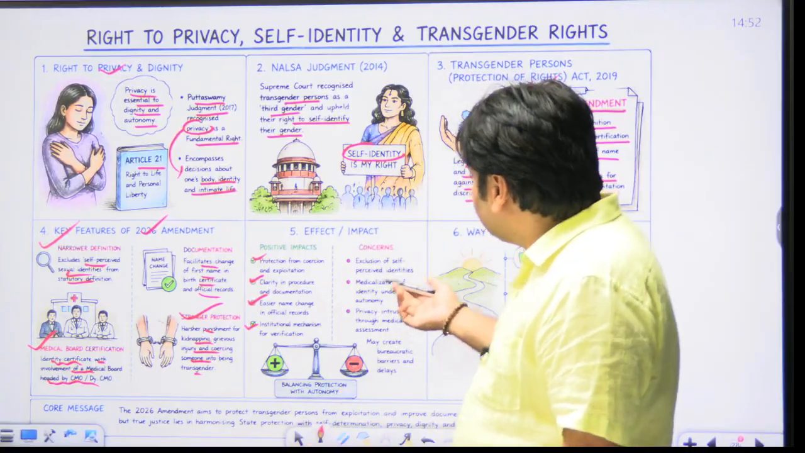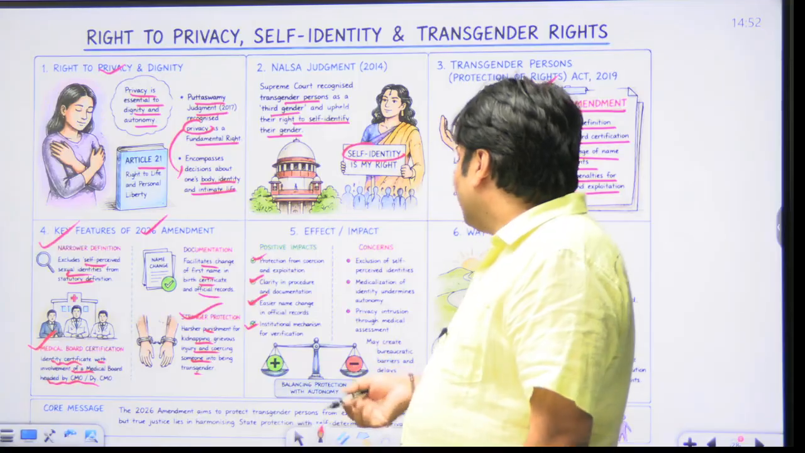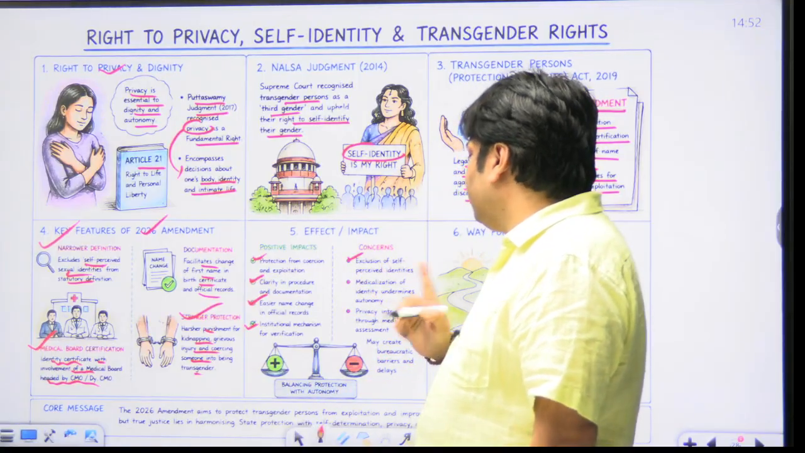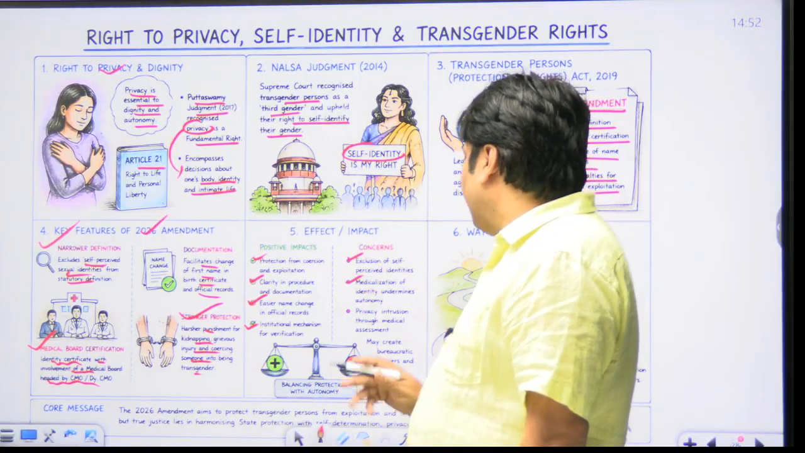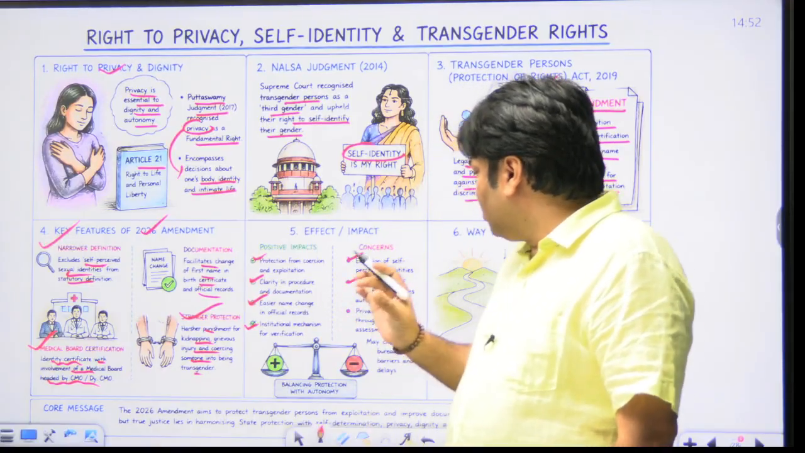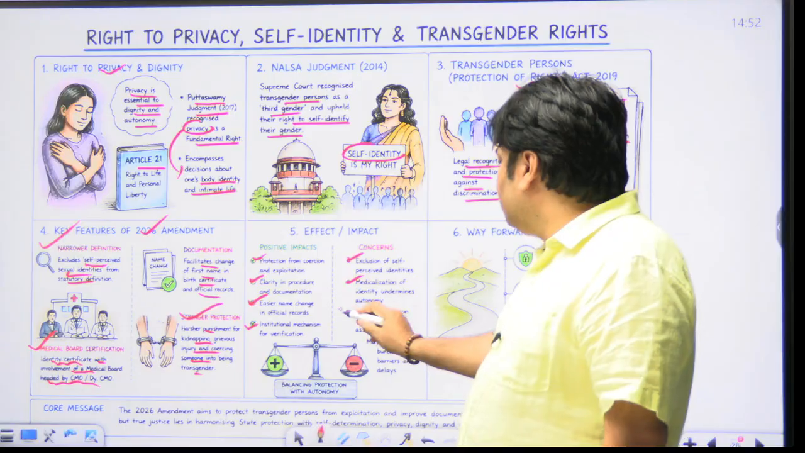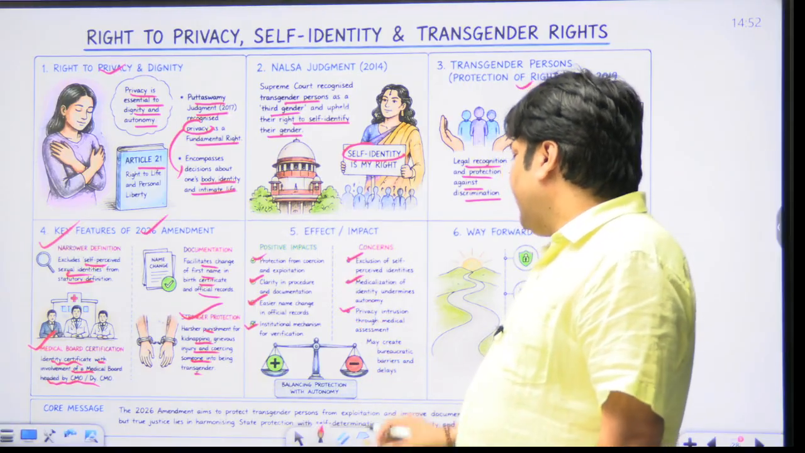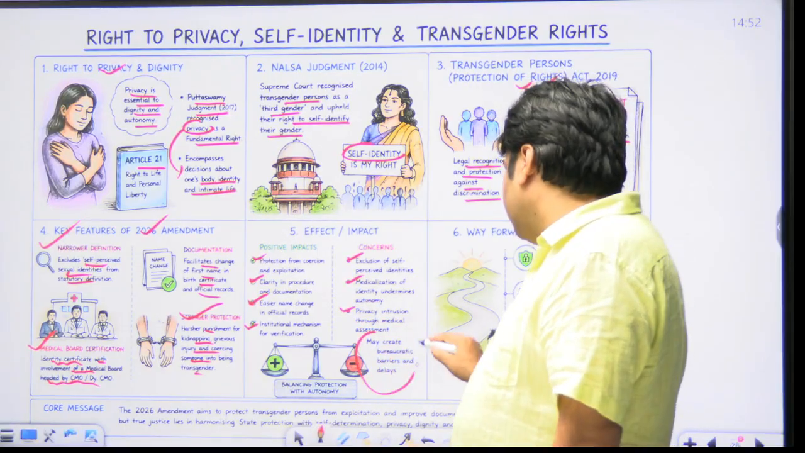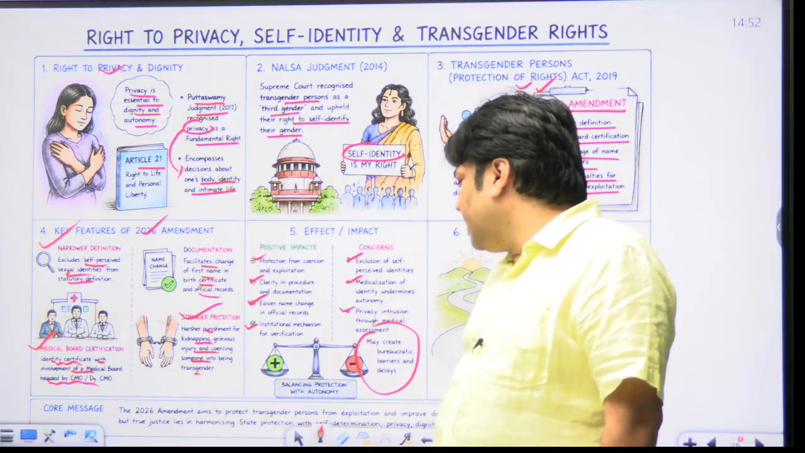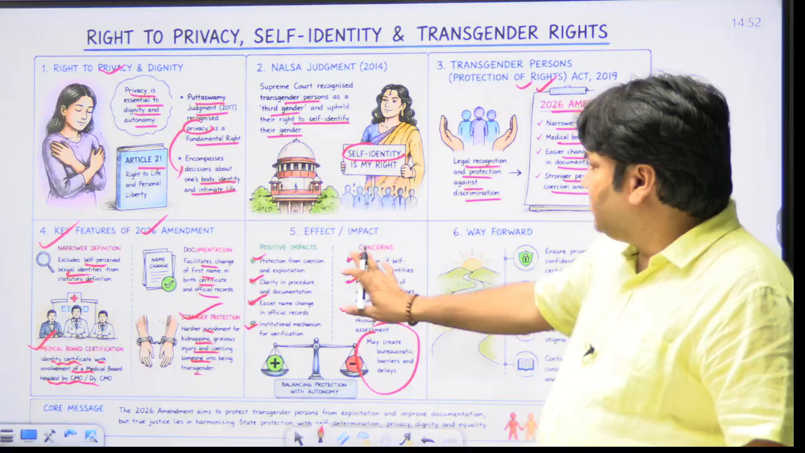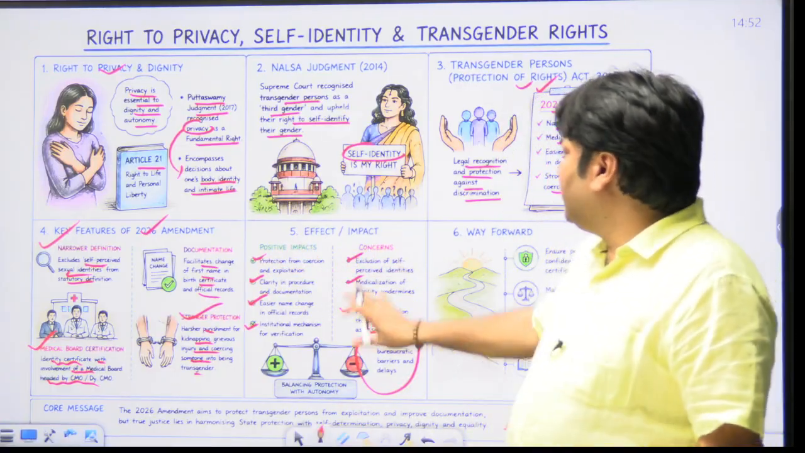But there are concerns also. And what is the concern? So, exclusion of self-perceived identities, medicalization of identity undermines autonomy and privacy, intrusion through medical assessment, and it may result in bureaucratic barriers and delays. That is the point. So there are positive impacts as well as concerns.